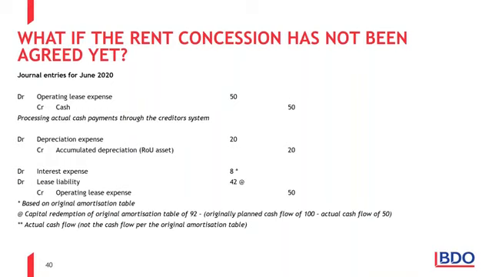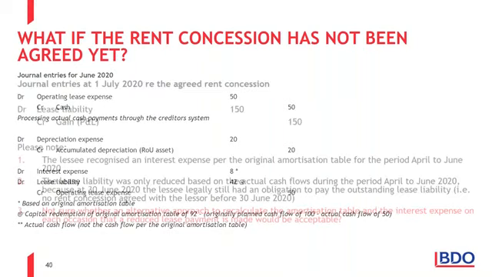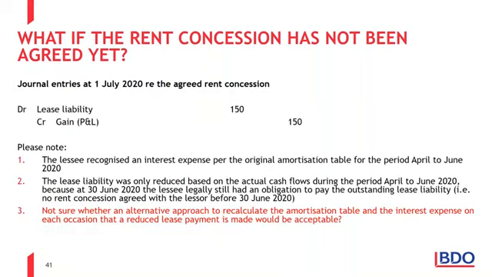And by the way, you cannot reduce your lease liability because you've got a legal obligation to still pay that lease liability. And to round out the conversation, when you finally on 1 July agree this concession, basically retrospectively with the lessor, then 150 of your lease liability has been waived, and you credit that gain in P&L immediately, 150.